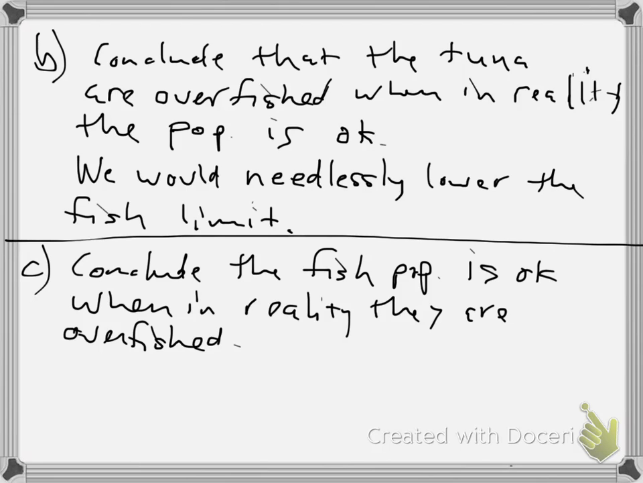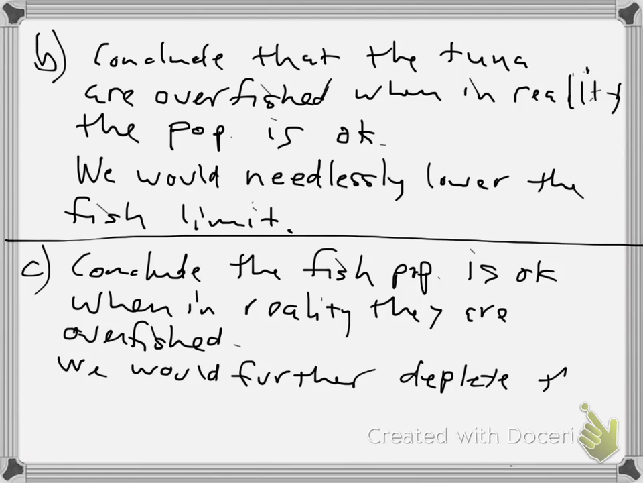And what's the consequence? The consequence is that we would further deplete the fish population.